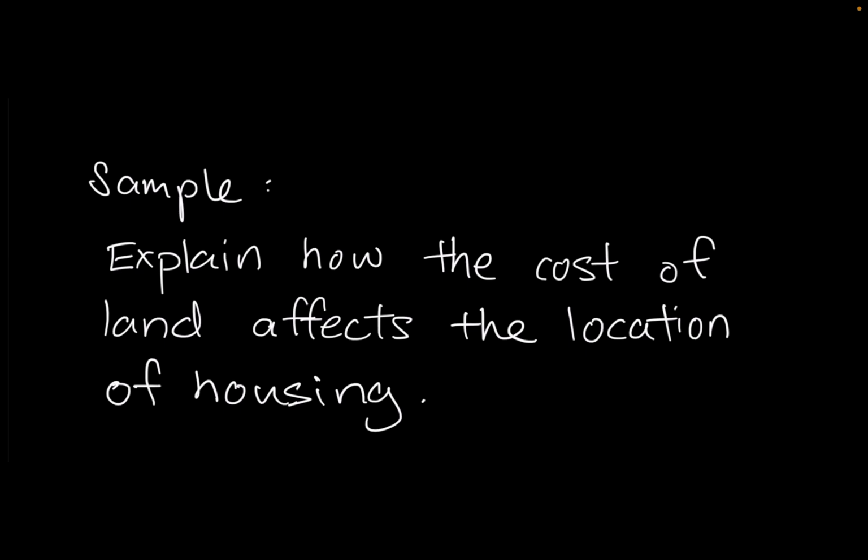Let's do an example. Using something in the Sec 2 syllabus, chapter 8, there's a portion about how developers decide, whether public or private developers, how do they decide the location of housing? So a simple 3-4 mark question like this asks you to explain how the cost of land affects the location of housing. So in general, we're still looking at the placement of housing, location. We're going to look at the idea of the cost of land.